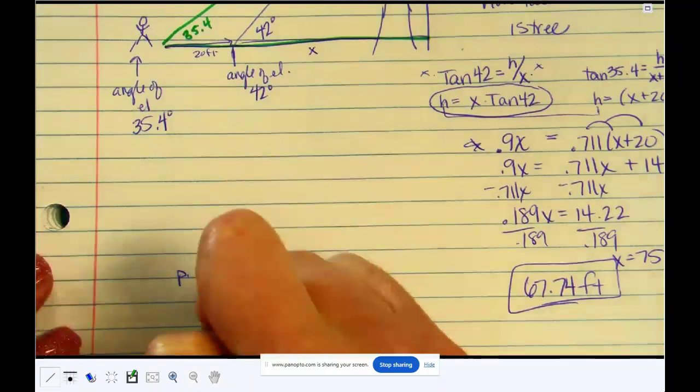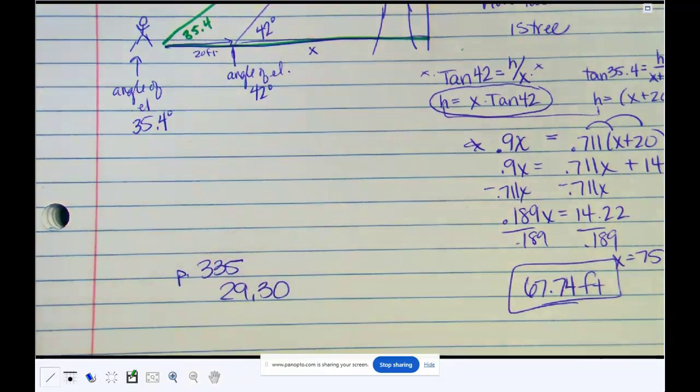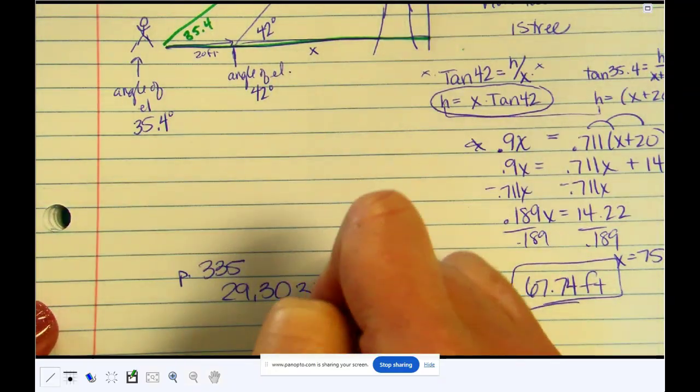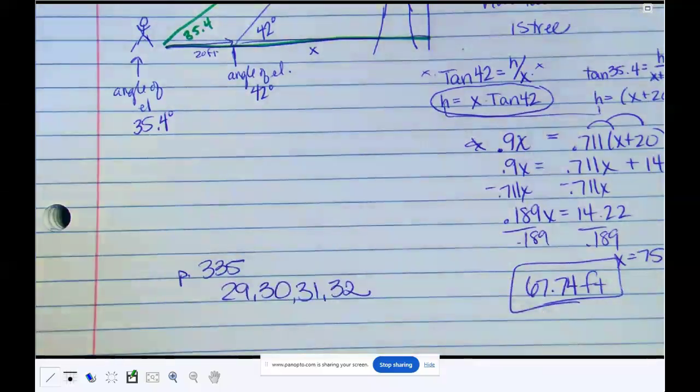Oh my god. 29, 30. I think we should take away 31, 32. Okay, I want you to look at, open your book to 338.